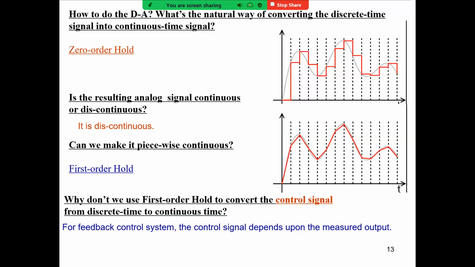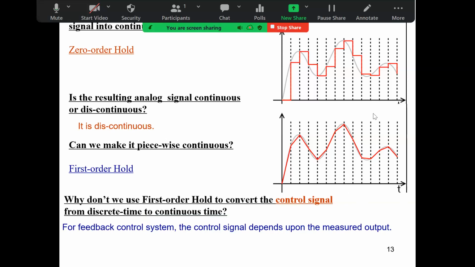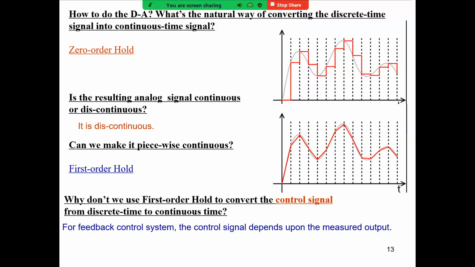Okay, any questions? So therefore, we are going to use the zero order hold. During the sampling instance, the control signal is a constant. Therefore, there is another question.